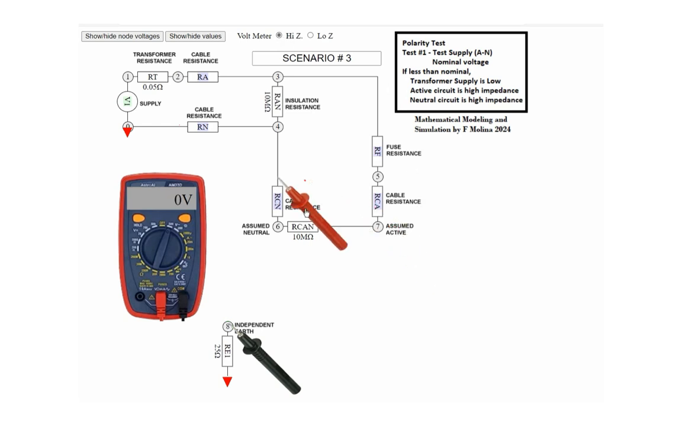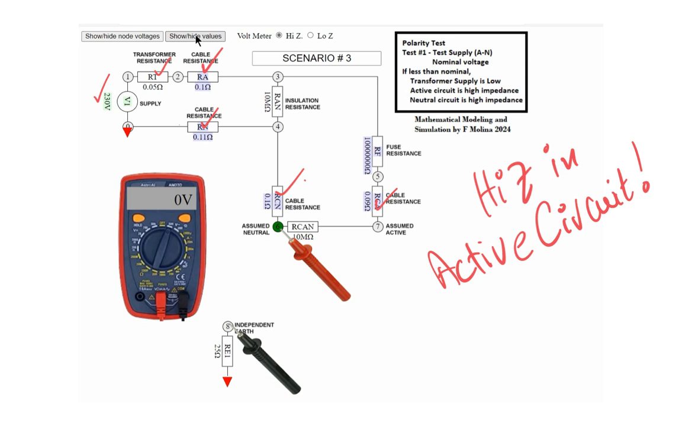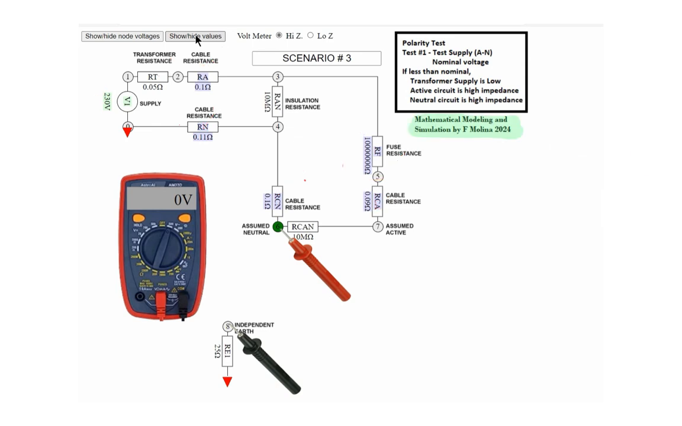Lastly, we test between the neutral node and the independent earth. The voltmeter reads 0 volts, which is the expected voltage. Since there is no voltage, this indicates there is no phantom voltage in the neutral circuit. Upon inspecting component values, we find that the supply is at 230 volts, but there's a high resistance, 10 megaohms, across the fuse IF in the consumer active circuit. These scenarios highlight how high impedance or phantom voltage can be detected and diagnosed using proper testing techniques.